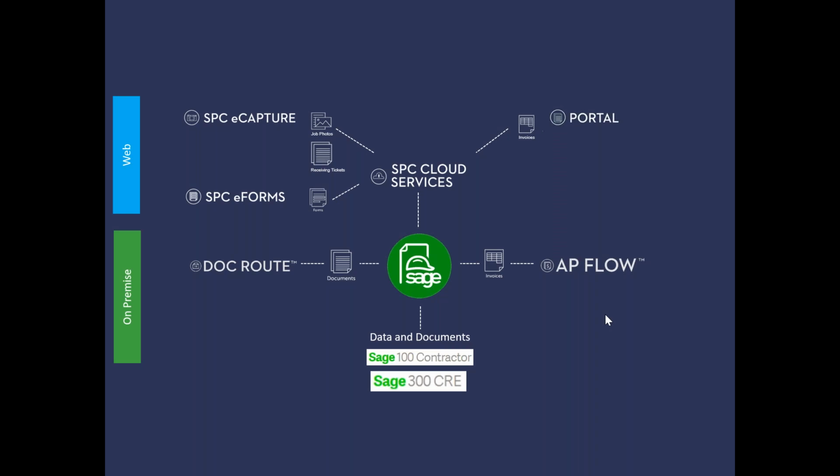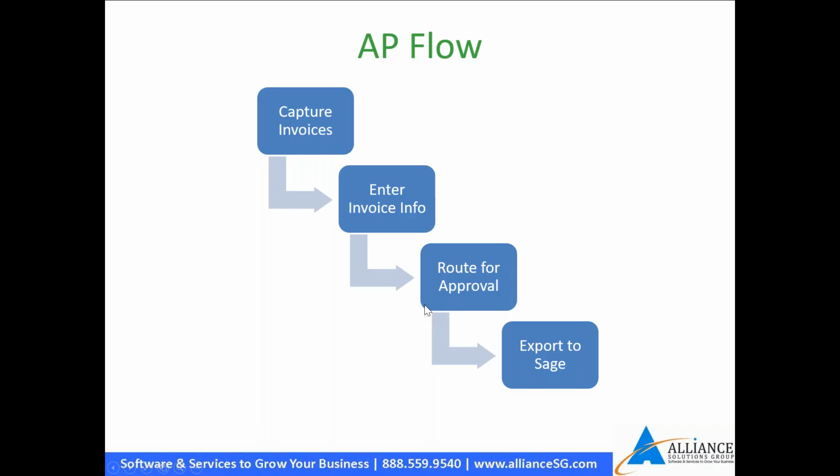This is the overall look at the Sage Paperless system. You have your AP flow, you have your overall premium with document routing that all links in your 100 contractor, Sage 300 down here. We have our web services, our eCapture, ePortal, eForms. It's a fully robust system, so the ability to capture that receiving ticket with a smartphone and have that link back into your overall on-premise software is super powerful, and the reporting really gets built in.